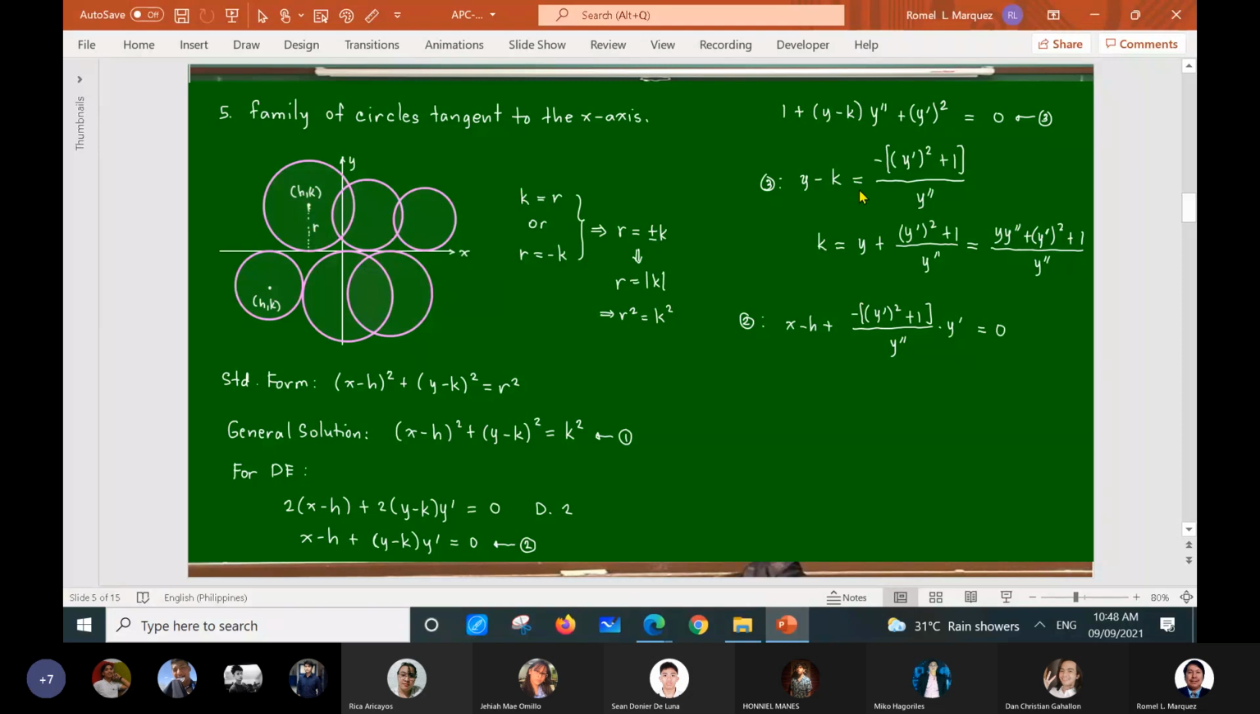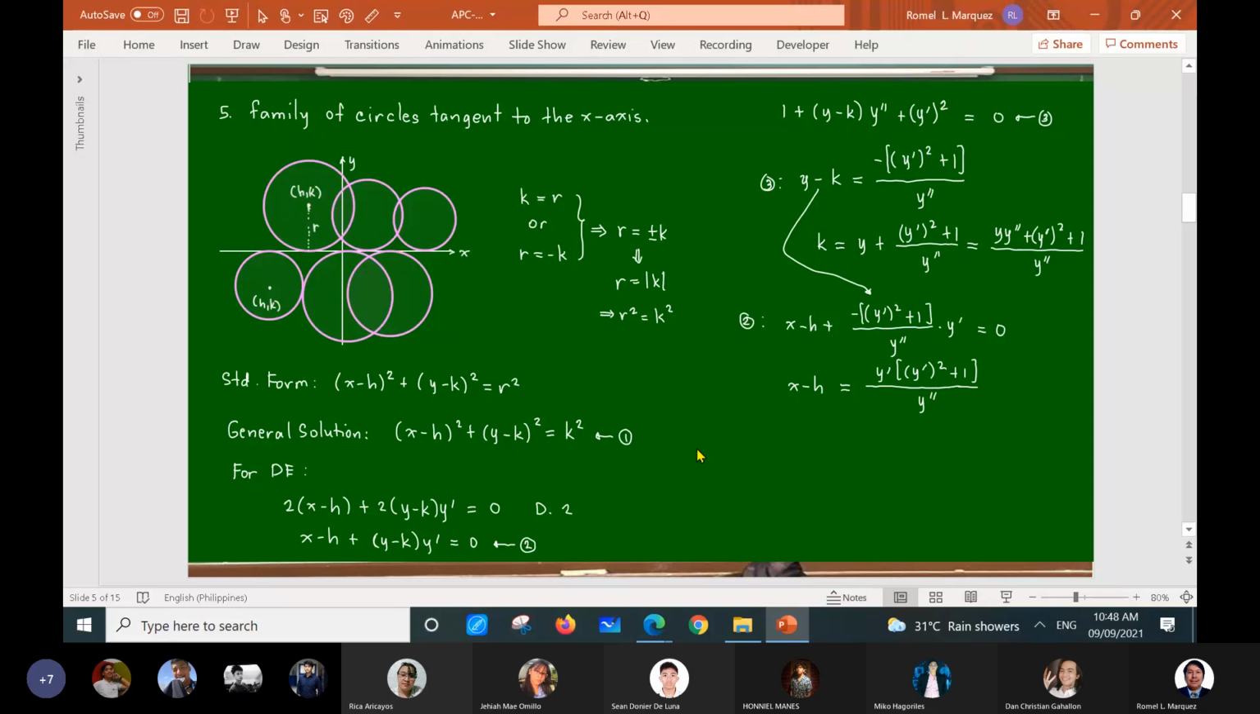Sinubstitute ko itong y minus k. Here. Okay? Yan. Then, solve for x minus h. Kasi may arbitrary pa rin eh. Paglipat, positive. Y prime times y prime quantity squared plus 1 all over y double prime. Okay, guys? Okay, ready now.